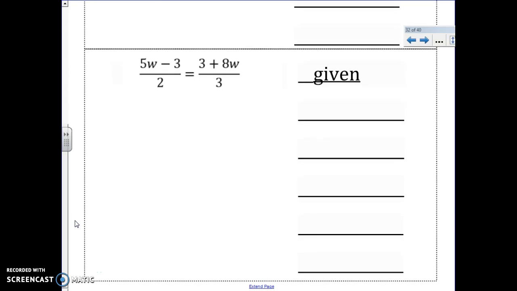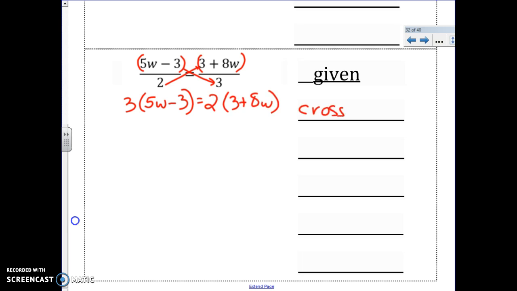Here's an example that's a little bit more complicated. When you have a whole expression above the fraction bar, it's really like a grouping symbol, so I'm going to throw those parentheses in there before we get started to make this a little bit clearer. Again, I have two ratios set equal to each other, so I'm going to cross-multiply again. With the parentheses, I have 3 times (5w minus 3). We need those parentheses because the 3 has to go on everything. And 2 times (3 plus 8w). So again, I cross-multiplied.